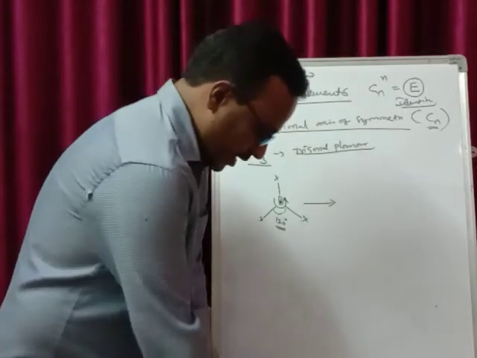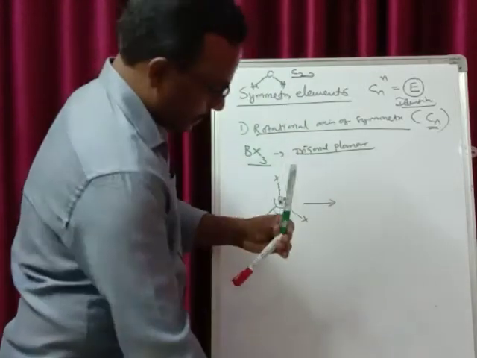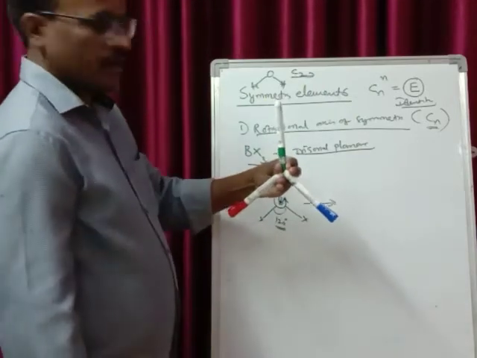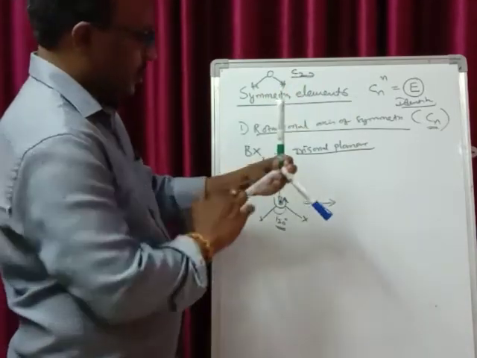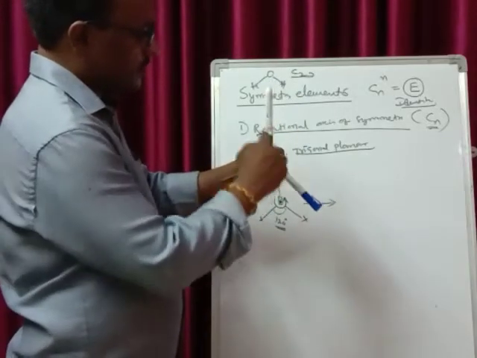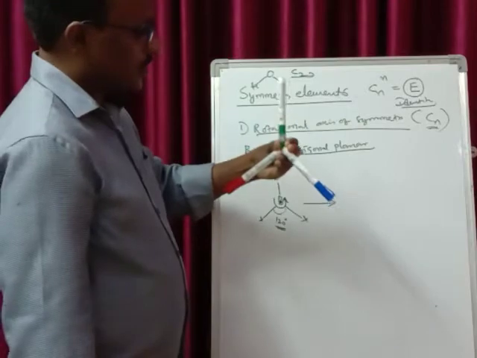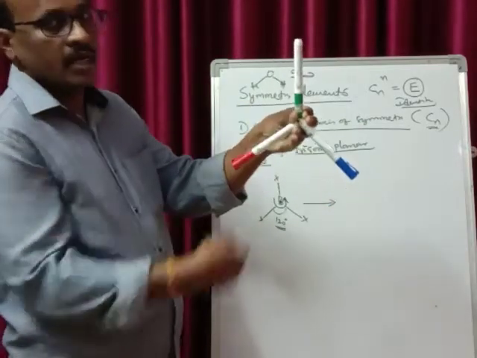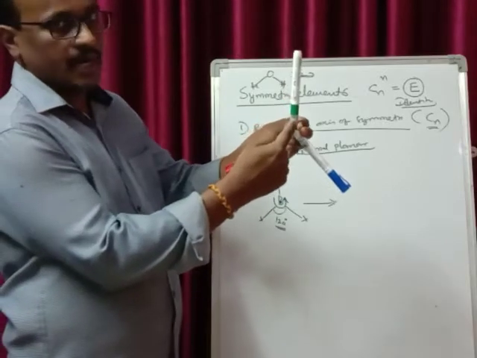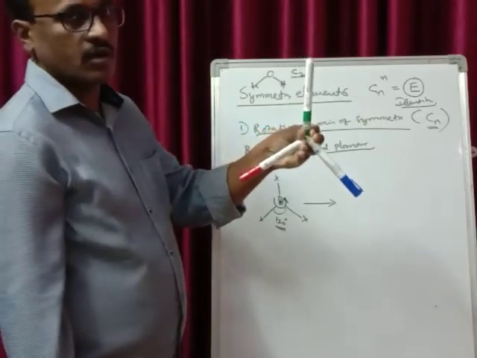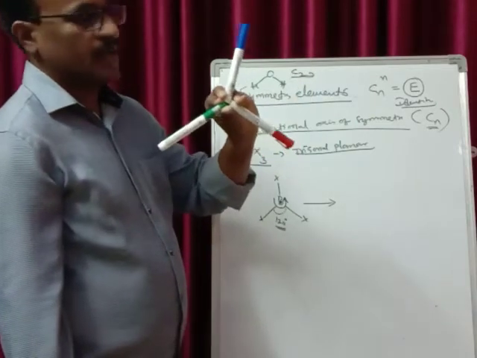The structure looks something like this. This is the structure of BX3. Boron in the center, 3 X halogen atoms on the 3 positions separated by 120 degrees. Now the axis is passing from the center of the boron atom, and you are going to rotate along this particular axis by 120 degrees.